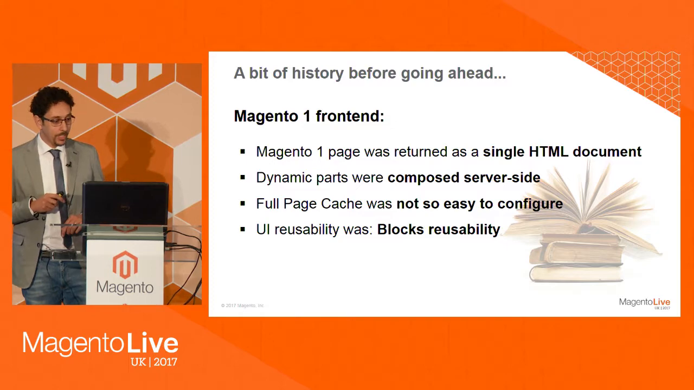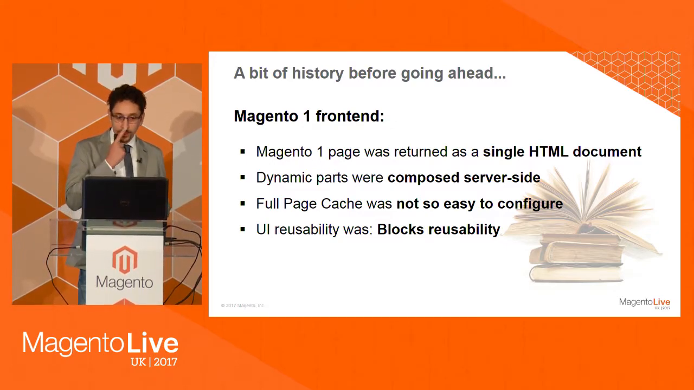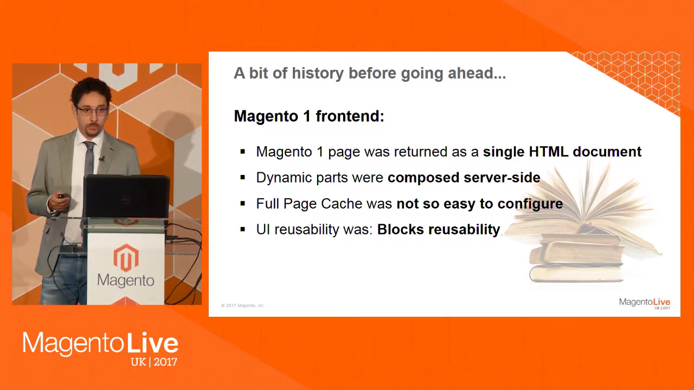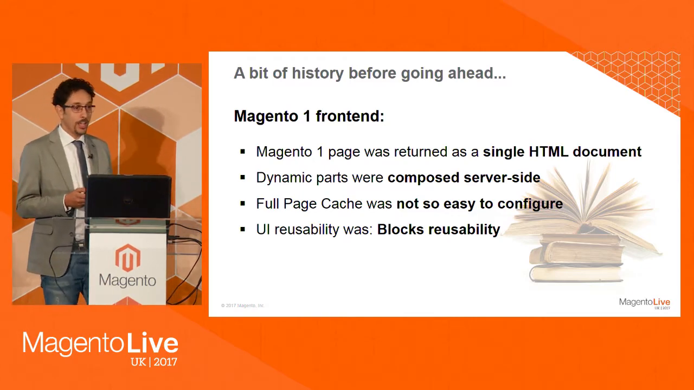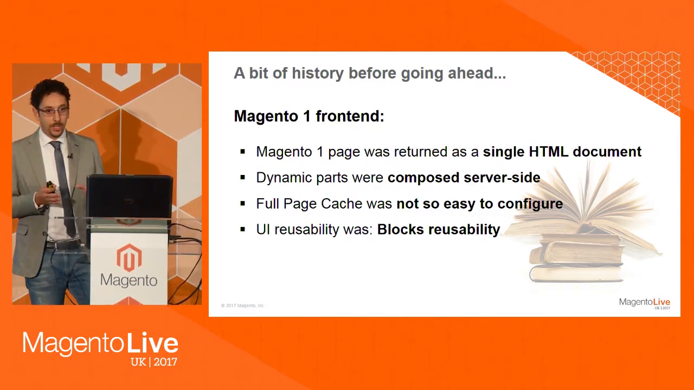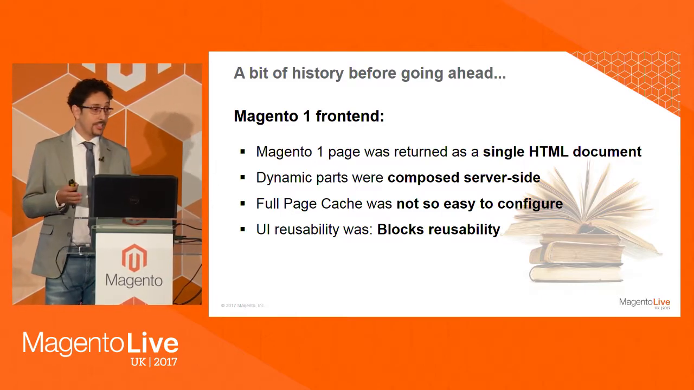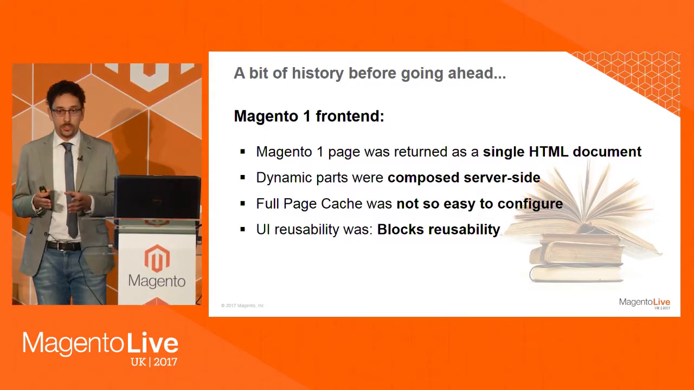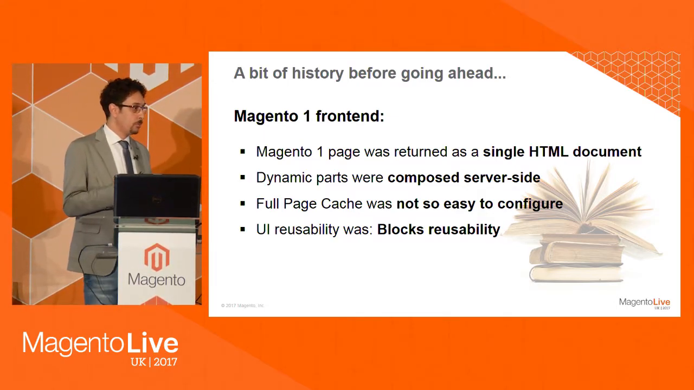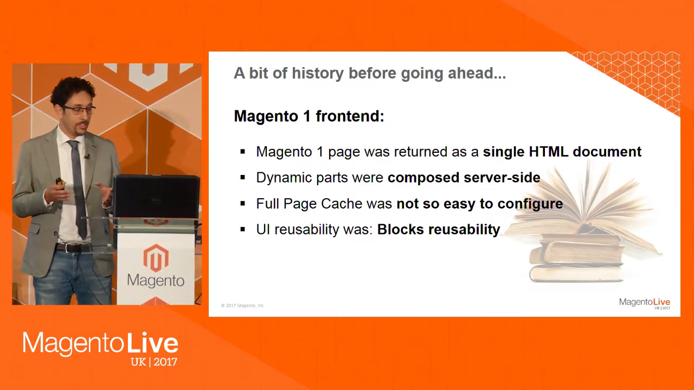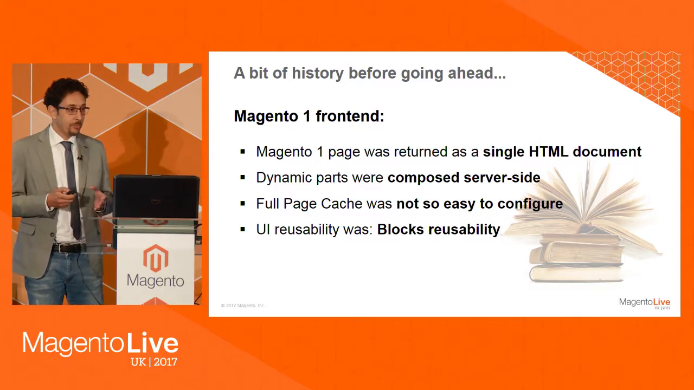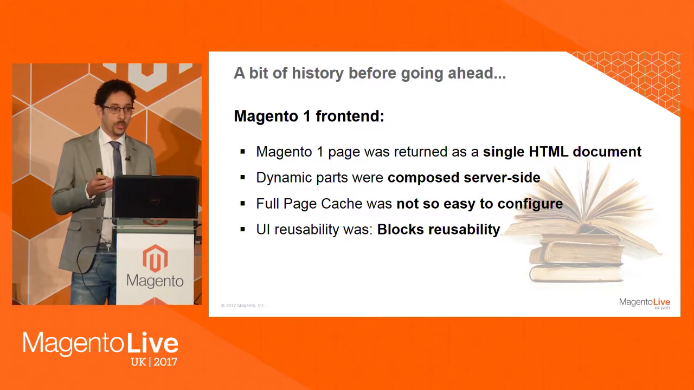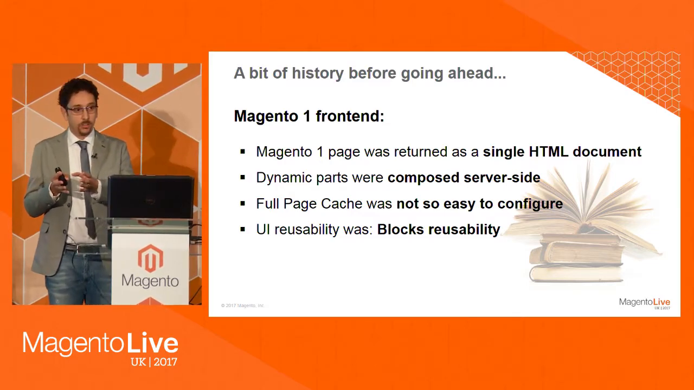So, a long time ago, in a galaxy far, far away, we had Magento 1. The Magento 1 approach was quite simple. You could say it was a monolithic approach. I say monolithic because in a single HTML document, you had both the dynamic part and the static part. When I say static, I mean the information that does not change among different users. For example, products are almost the same inside one single group of users. Dynamic information is, for example, private information, like your minicart. So in Magento 1, they were just put together and returned in a single page.